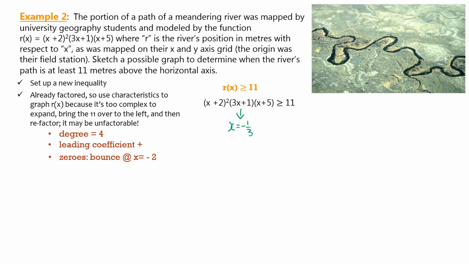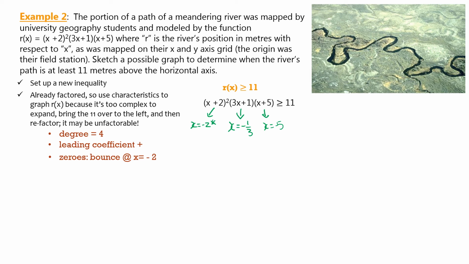And then the last one, that's the easy one, that's x equals -5, and that will be a straight through 0. This one is x equals -2, but it's a bounce. So that one's kind of special.